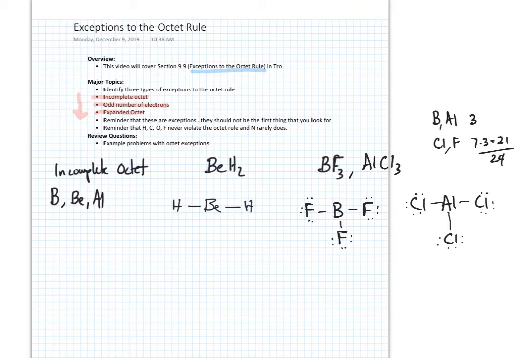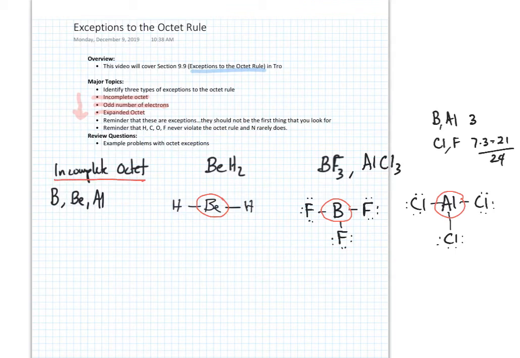All right, incomplete octet. Neither aluminum nor boron have enough electrons. There's 24, we've already used them up. So the octet rule is not satisfied. For the boron, it only has 6 electrons around it. The aluminum only has 6 electrons around it. This beryllium only has 4 electrons around it. That's what the incomplete octet is.